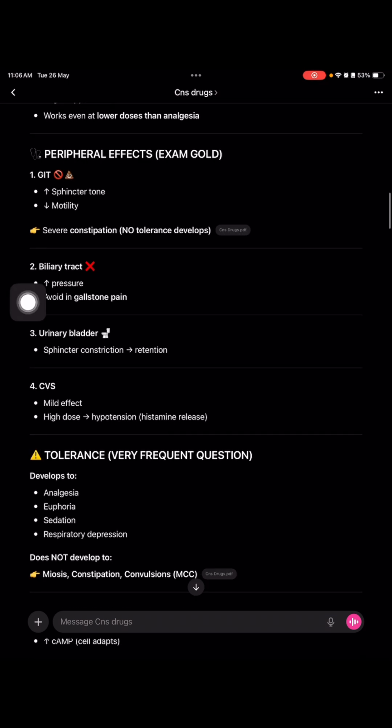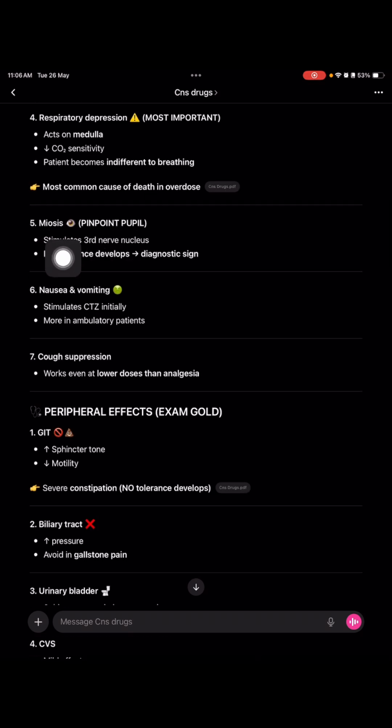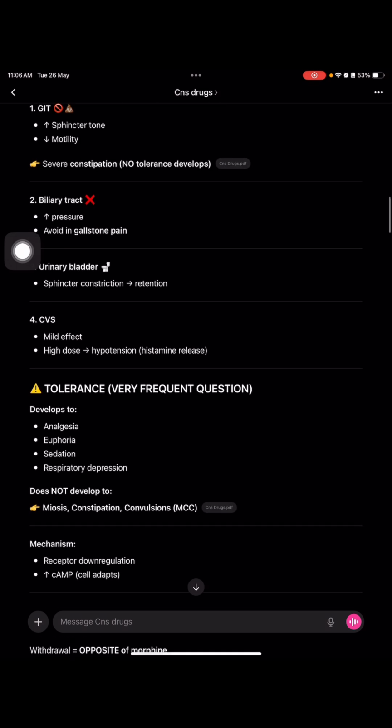miosis. Then peripheral effects on the GIT: sphincter tone is increased, motility is decreased, there is severe constipation, and no tolerance develops. So miosis stimulates the third nerve nucleus and tolerance does not develop. Then the biliary tract: pressure increases, avoid in gallstone pain. We don't give morphine in gallstone pain because it will increase the pressure in the biliary tract.